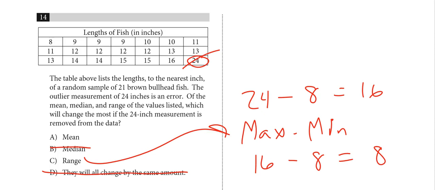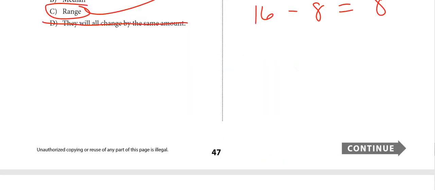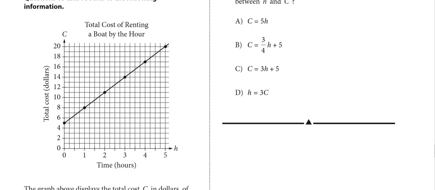Do you think by taking out the 24, we're going to cut the average of all those fish in half? No. There's way too many values that we're dividing by. So, it's definitely the range that's changing the most. Okay, that's that page. 15.